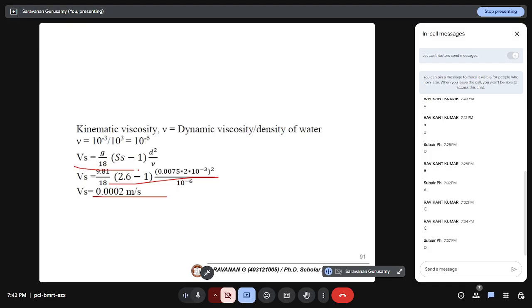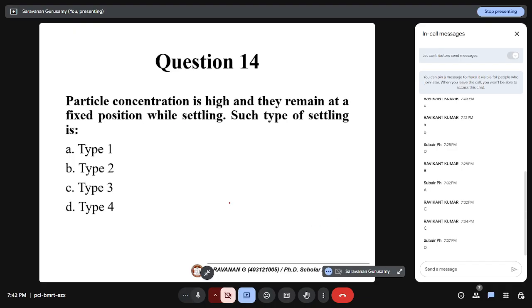So this is the modified formula. The actual formula is V is equal to G d square by 18 mu into rho s minus rho w. That also you can calculate. Rho s, how to find? G is given. So 2600 is my rho s, 1000 is my rho w. So that also you can substitute. How to find mu? Mu is given. If you divide with the rho, you will get the mu value.